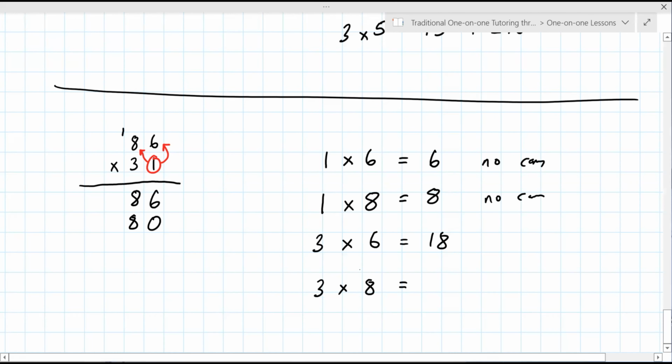So what is 3 times 8, Michael? 24. Now, normally you'd put the 4 there, but since there are no other numbers to carry, you just finish with that number there. So now you're going to add vertically. 6 plus 0 is 6. 8 plus 8 is 16. So you carry the 1, 5, and then 2.